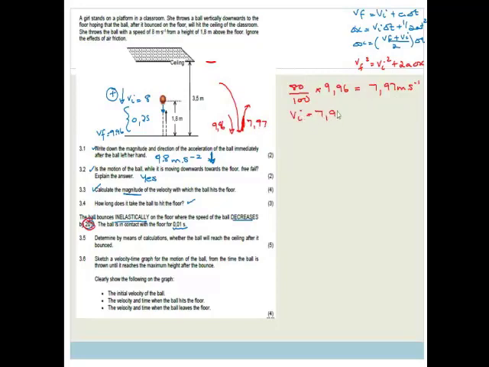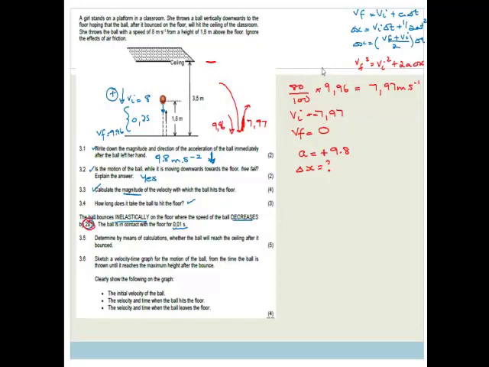It's 7.97. We still have down as positive, which means that this is going to be negative. Our final velocity that we're aiming for is 0, because we want to find out what is the maximum height that this ball can reach when it's got a velocity of 7.97. The acceleration is going to be negative 9.8, because again we've chosen, actually it's going to be positive 9.8 because we've chosen down as positive. And we want delta x. That's what we're trying to find out.